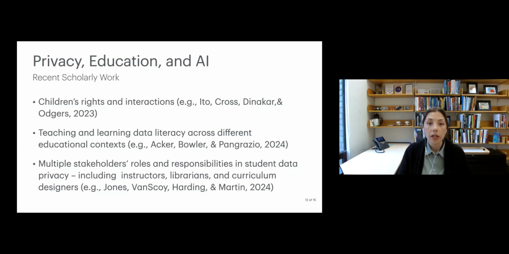Other scholars have looked at teens' experiences of learning about data, information, and practicing their data literacies. And a colleague in the Department of Information Science here at UB, Dr. Amy Van Scoy, has turned attention to how stakeholders like teachers, librarians, and curriculum designers can better coordinate their responsibilities for protecting student data privacy.